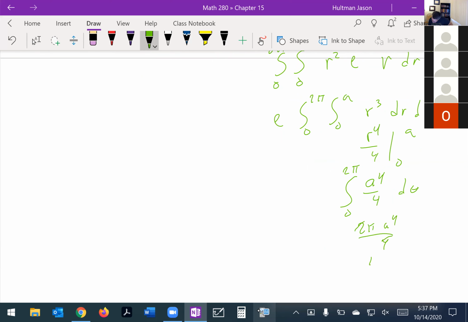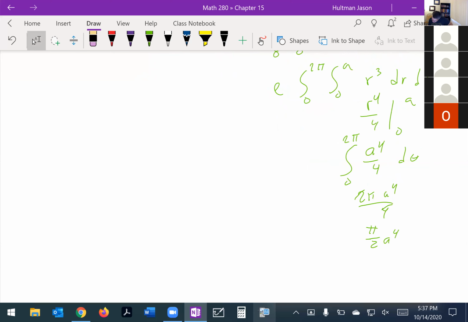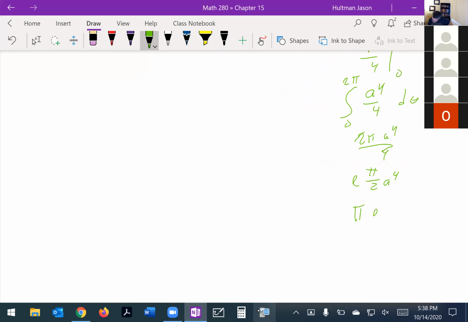So this becomes pi over 2 a to the 4th times rho. So this just becomes pi rho a to the 4th over 2. That's it. That's what I_0 is. I_0 is equal to this.